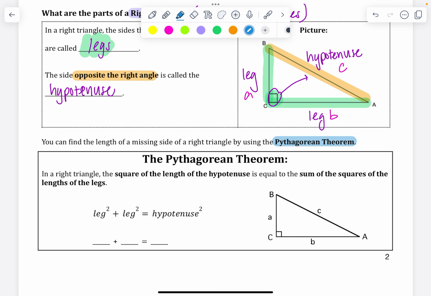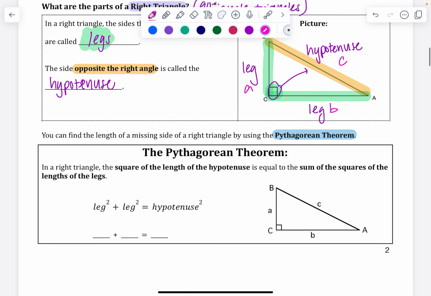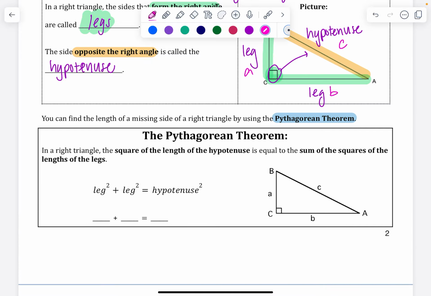So go ahead and try saying Pythagorean. Pythagorean. Okay, so Pythagorean theorem, remember theorem is just a nice rule in math, but it says in a right triangle, the square of the length of the hypotenuse, so in this case the hypotenuse is side C, is equal to the sum of the squares of the lengths of the legs. And this is going to be leg A and leg B.